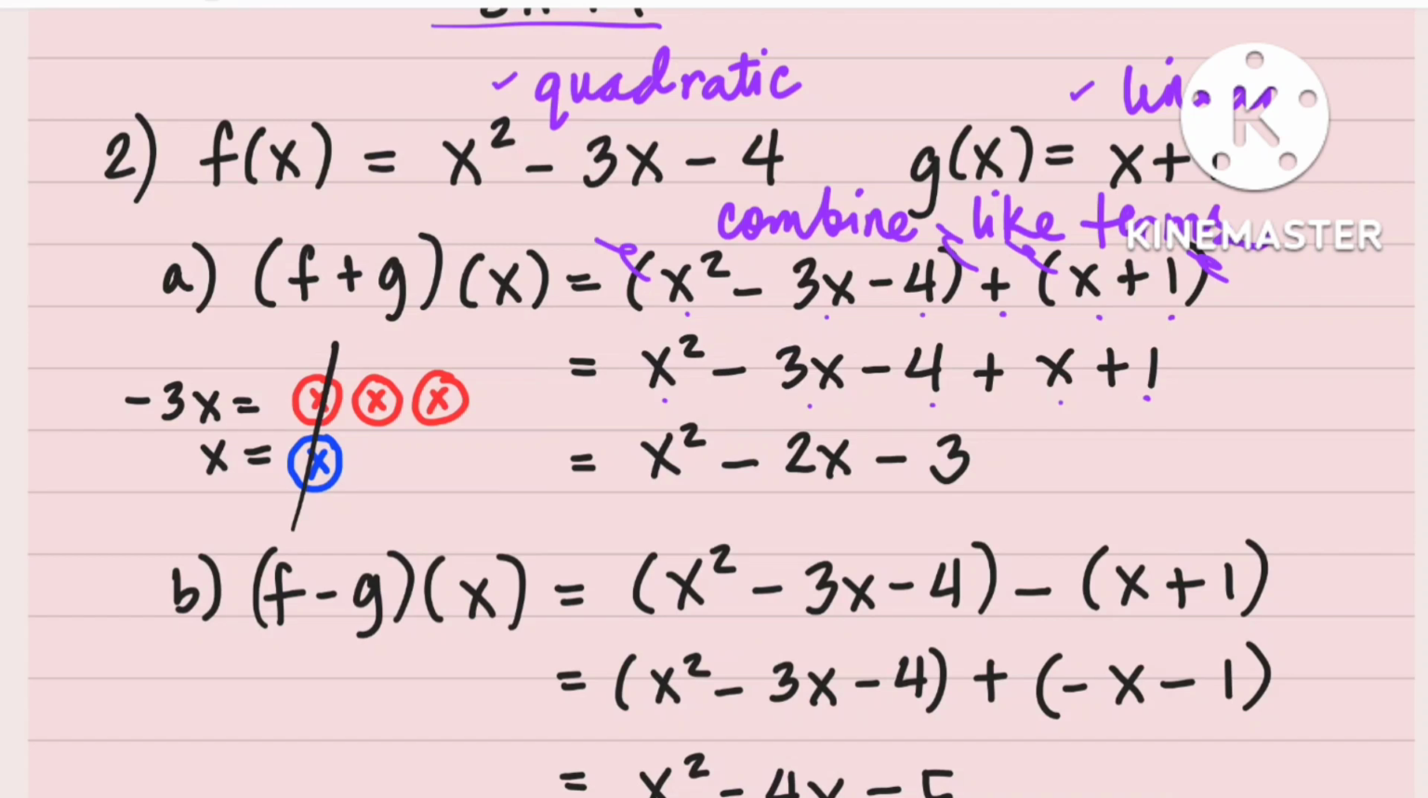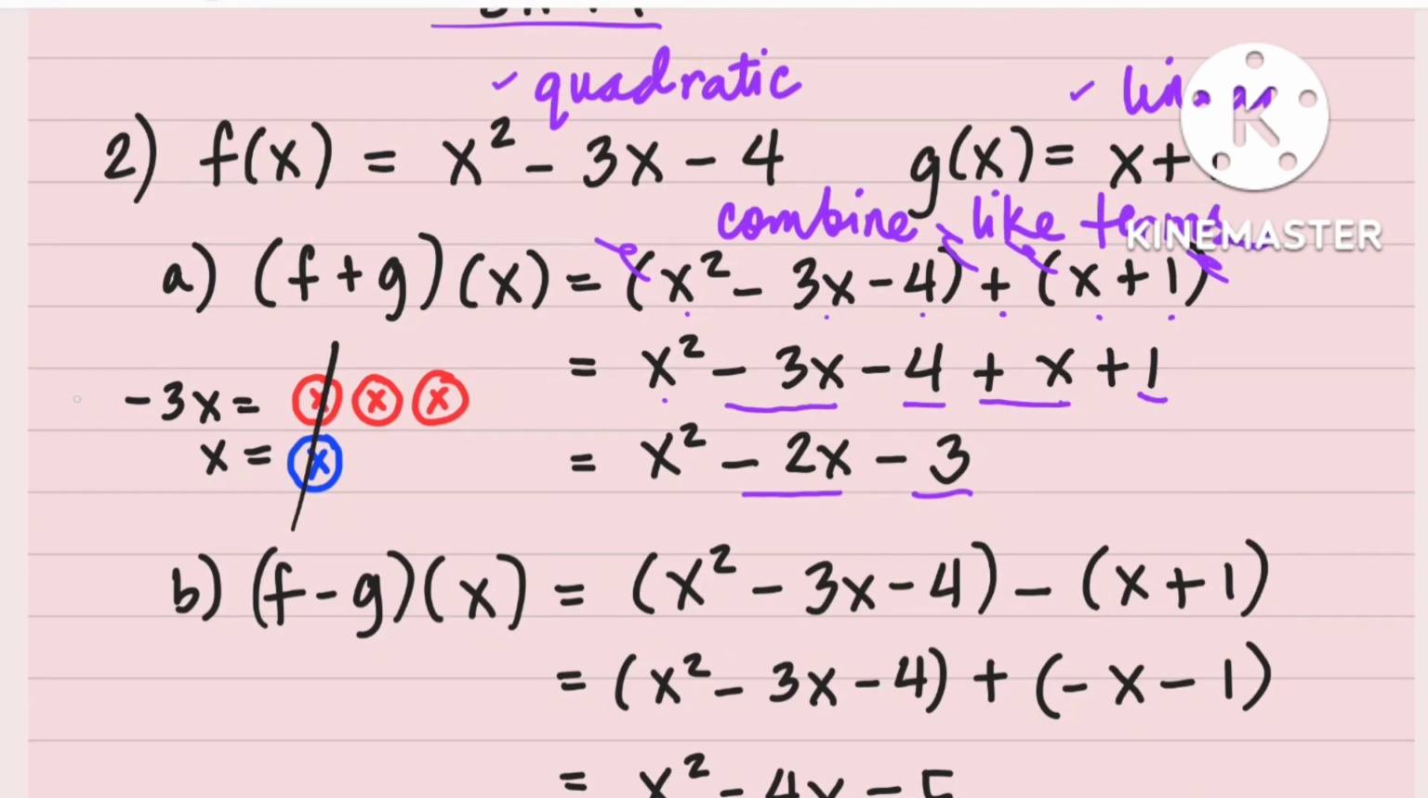And then we will combine negative 3x and positive x. So there are more negative x's than there are positive x's, so there will be negative x's left. So negative 3x plus positive x is negative 2x, while negative 4 plus 1 equals negative 3. So this is our answer.